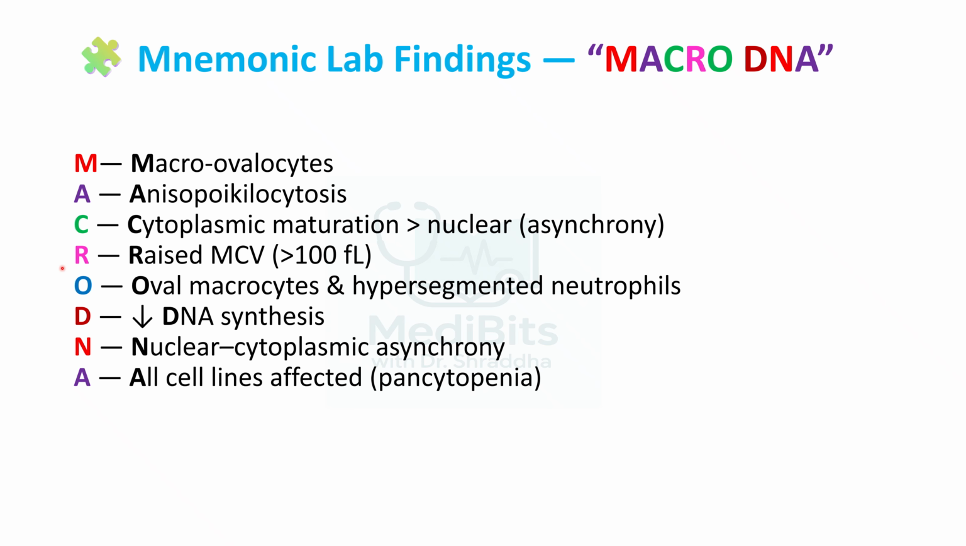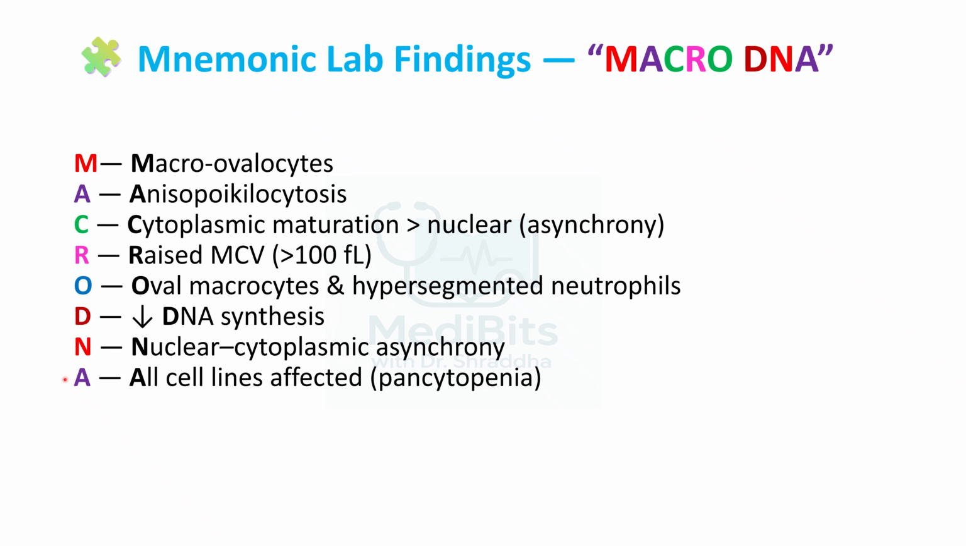R for raised MCV, usually more than 100 femtoliter, indicating macrocytosis. O for oval macrocytes and hypersegmented neutrophils, a very important clue on peripheral smear. Moving to the second half of the mnemonic, that is DNA. D stands for decreased DNA synthesis, the underlying defect in megaloblastic anemia, commonly due to B12 or folate deficiency. N again for nuclear cytoplasmic asynchrony, emphasized here because it's a hallmark feature.